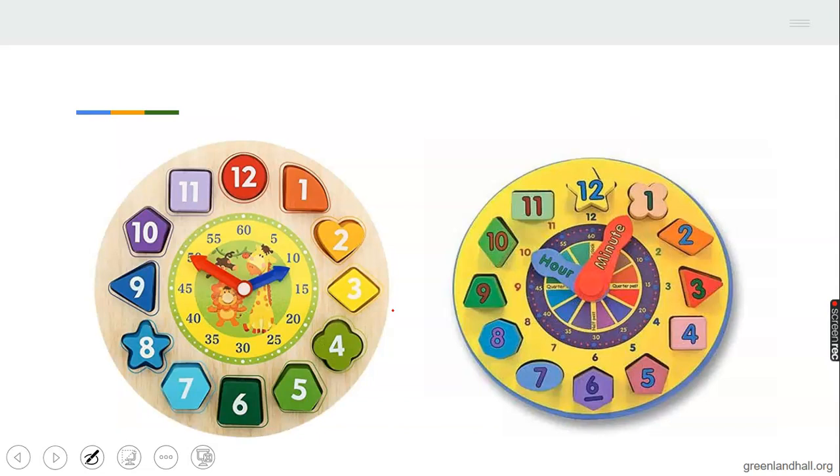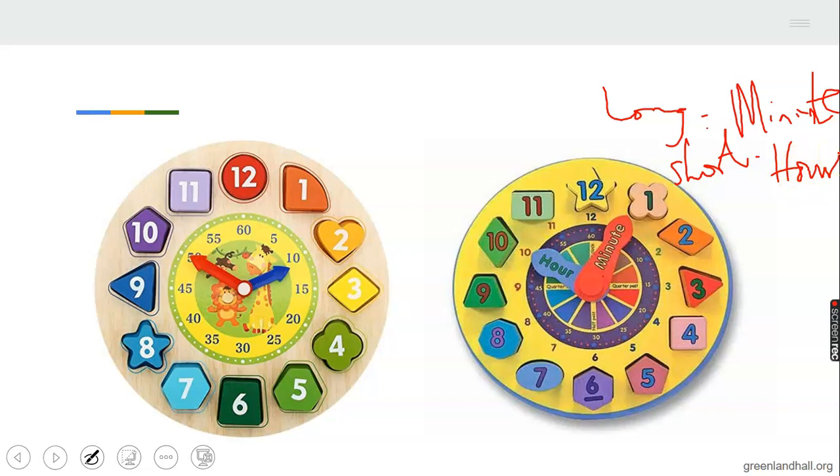I'm showing you this picture again so that you can take a look at this. Look at this long hand, the minute hand. Take note of that. The long one is for minutes. Say long is for minutes. Okay, while the short hand is for hour. Say hour. Okay. Long is for minutes, while short is for hour. Okay, take note of that.